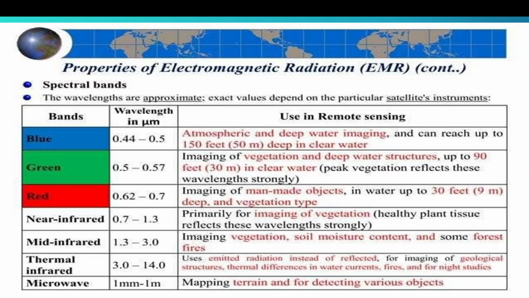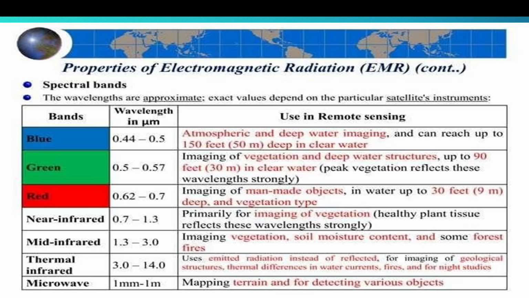Then we have the red band, which ranges from 0.62 to 0.7 micrometers, useful for identifying man-made objects, vegetation, and water bodies up to 9 meters deep. Next, we have near infrared, which ranges from 0.7 to 1.3 micrometers, ideal for vegetation health monitoring, as healthy plants reflect it very strongly.